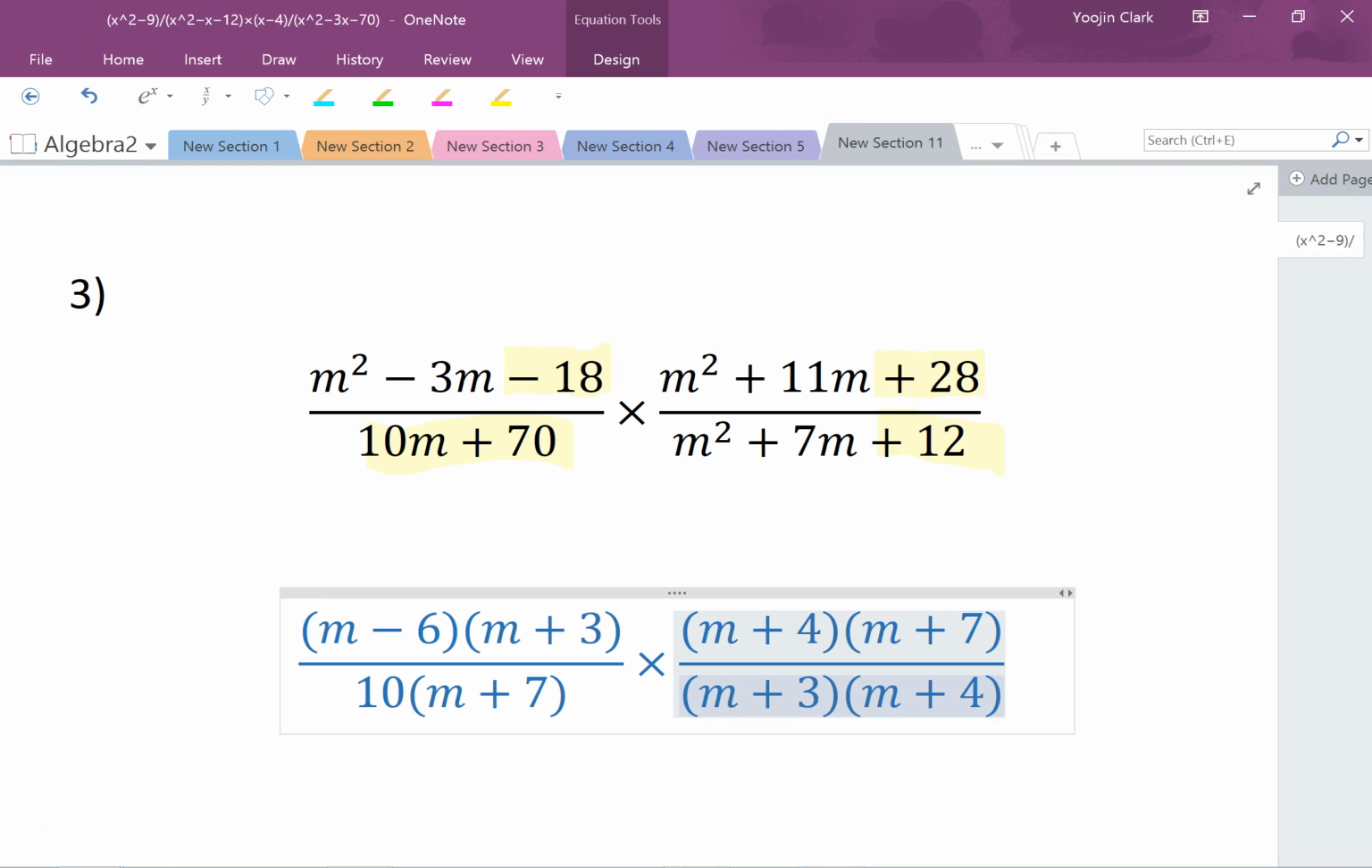Okay. So 3 plus 4 is 7. There's my 7. So everything looks good. 4 plus 7 is 11. Check here, minus 6 plus 3 is minus 3. I think I'm ready to factor and cancel.